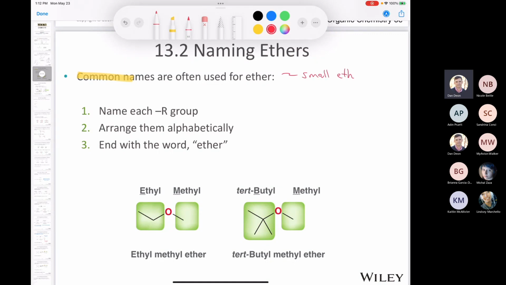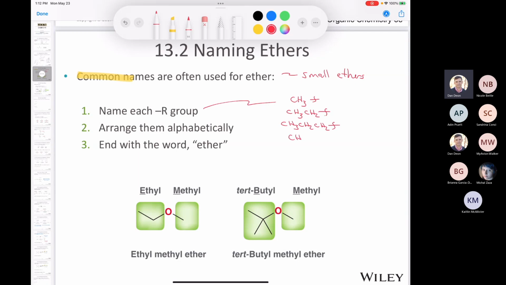And if you're wondering, is there a cutoff for small ethers? No, not particularly. But I would say that if you can name the R group, you can give the ether a common name. So let me show you what that means. It says, name each R group. What are the different types of R groups that we know as chemists? We know methyl groups, we know ethyl groups, we know propyl groups, right? Everybody here should know the propyl group and the butyl group.